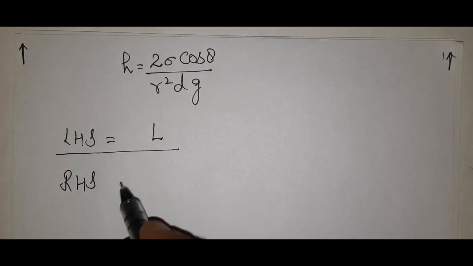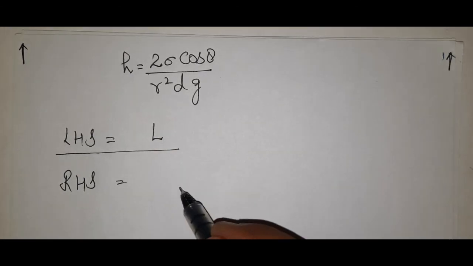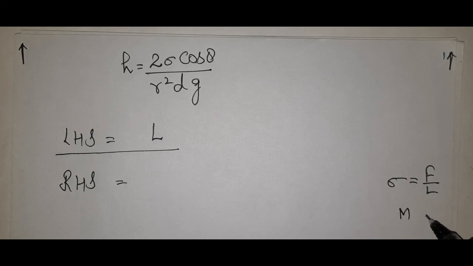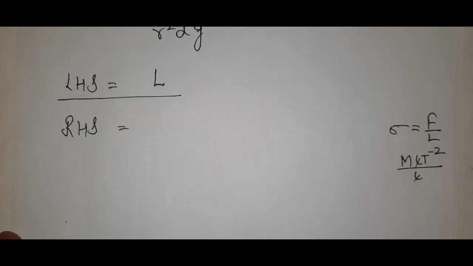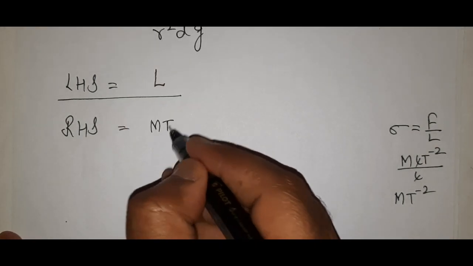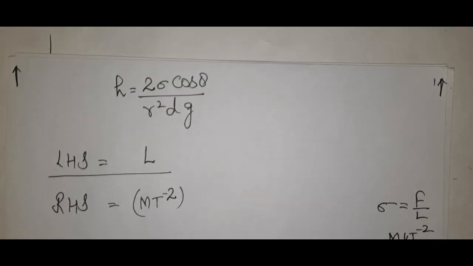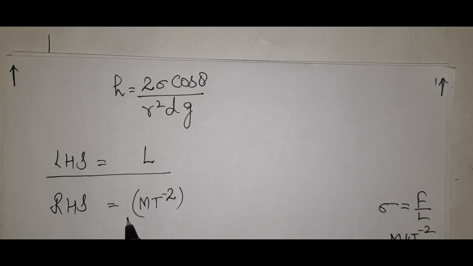Right hand side is 2. For 2 we will not be writing anything. Sigma, surface tension. Surface tension is force per unit length, meaning M L T minus 2 divided by L. That is M T minus 2. So sigma is M T minus 2. Cos theta is dimensionless.